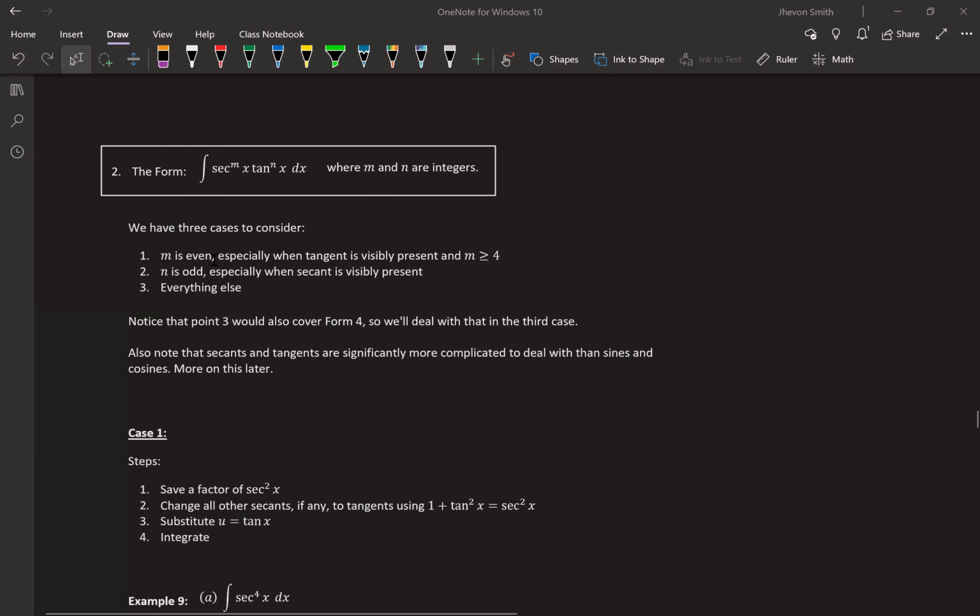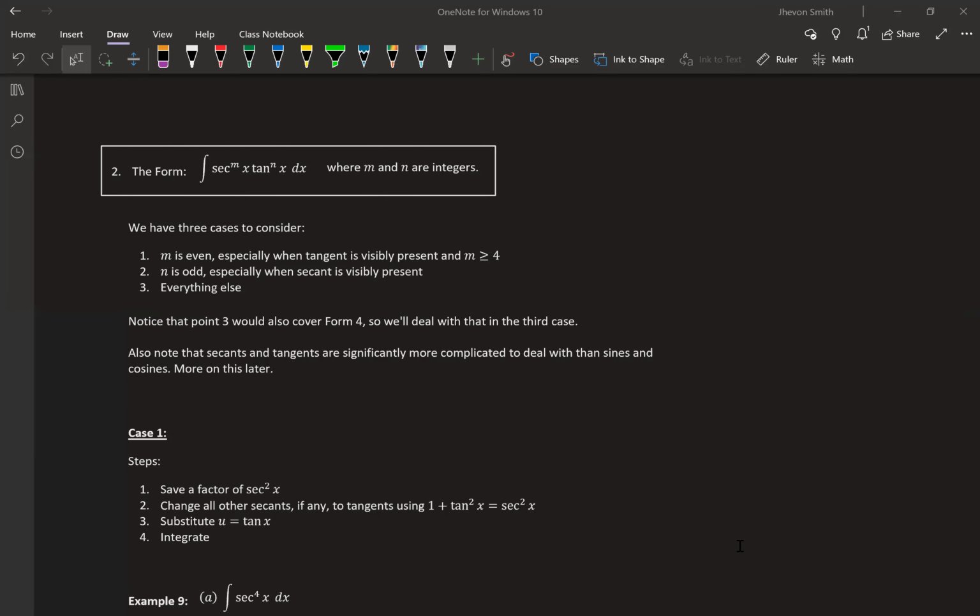Case one: m is even, and tangent is just visible, right? This is especially useful if your m is greater than or equal to 4. However, there are some cases where it's not going to work. Strictly speaking, the case we are looking at isn't very well defined, but it's something that we actually know how to deal with. The second scenario is that your n is odd. The power of tangent is odd, right? And this is especially useful when the secant is present.